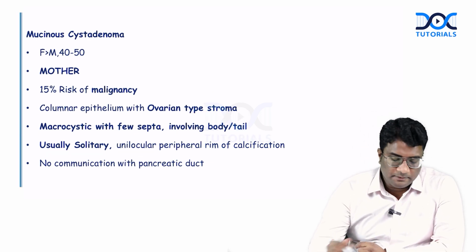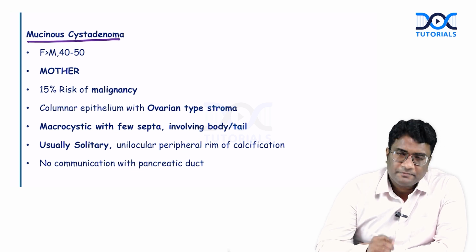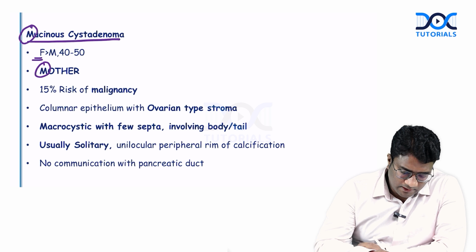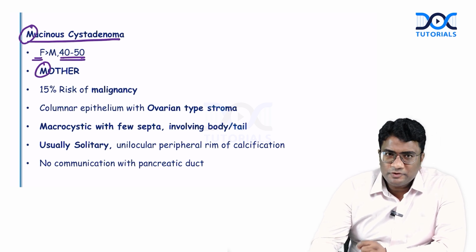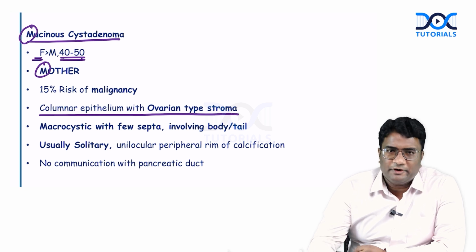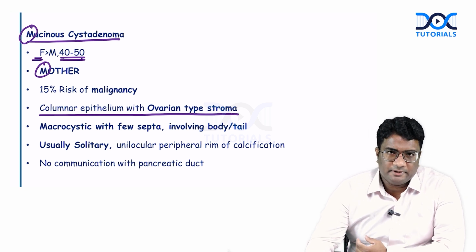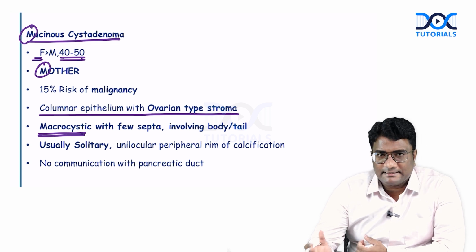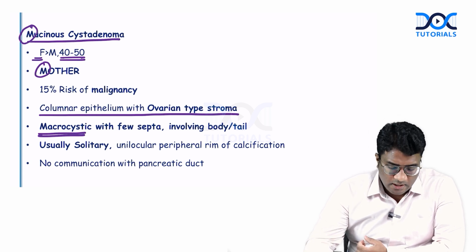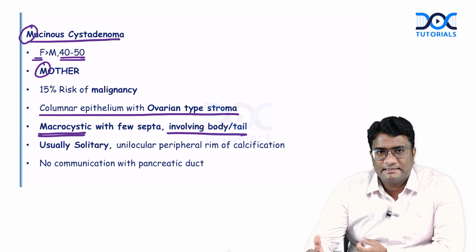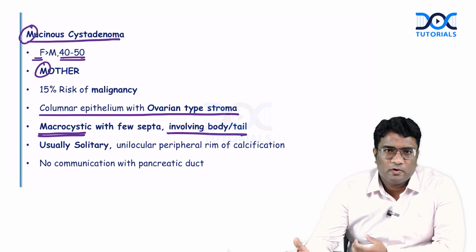Now, coming to the next one, the mucinous cystadenoma of the pancreas. We learned mucinous cystadenomas are common in the mother age group, so females in the range of 40 to 50 years. It has columnar epithelium with ovarian type stroma. So, it is lined by the columnar epithelium. The mucinous cystadenoma is macrocystic, unlike serous. Serous was microcystic. Mucinous will commonly involve the body and tail. Unlike serous, which involves mainly the head of the pancreas, whereas body and tail are involved by the mucinous.